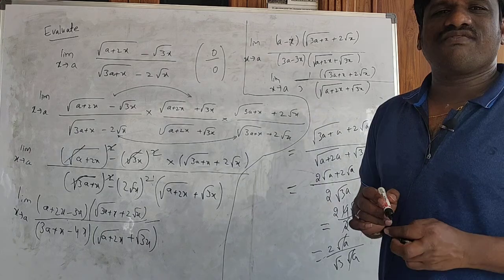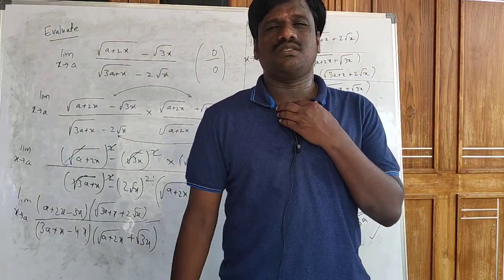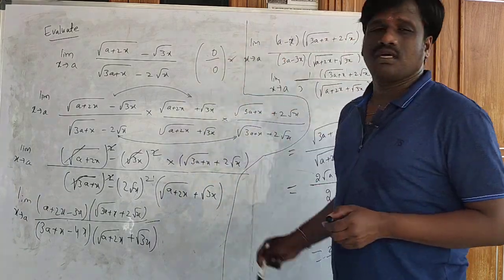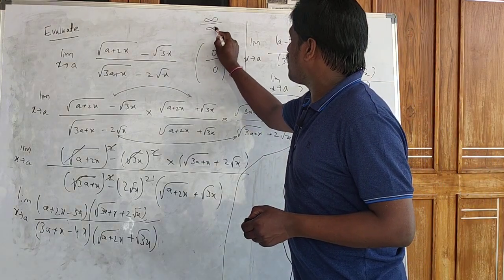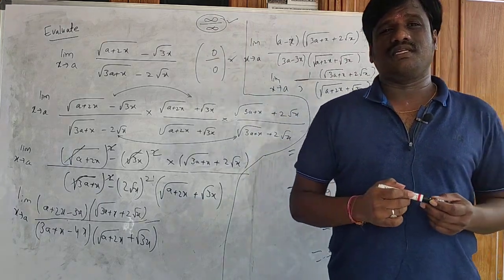So this is the way we have finished rationalization and factorization questions. Now the 0 by 0 form we have completed. The next indeterminate form we are going to discuss is infinity by infinity. Now we are going to start the next topic, infinity by infinity.